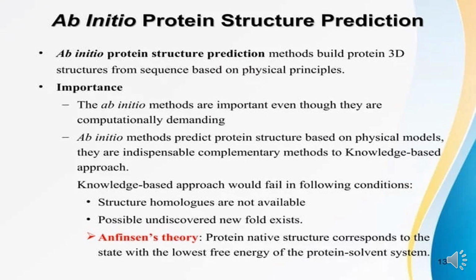Ab initio protein structure prediction builds protein 3D structures from sequence based on physical principles. It is highly computationally demanding, and it is based on physical models. They are indispensable complementary methods to knowledge based approaches, and knowledge based approaches will fail if the structural homolog is not available or if there is a possible undiscovered new fold.